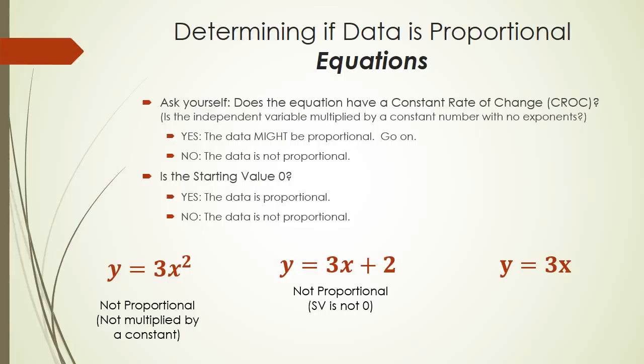The third one, y equals 3x, is proportional. I have a constant rate of change of 3. My starting value is 0 because remember, I don't need to write a plus 0 at the end of an equation. In this case, I would call the constant of proportionality 3 because that is my CROC.